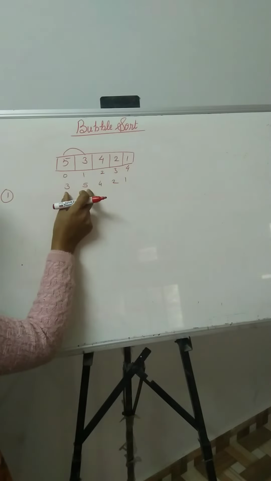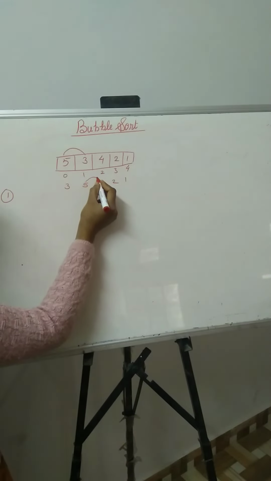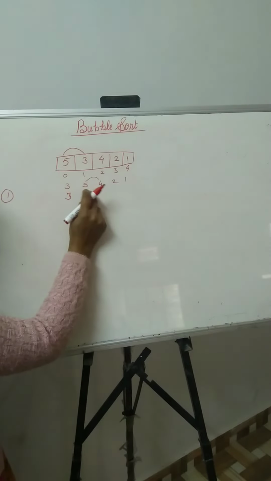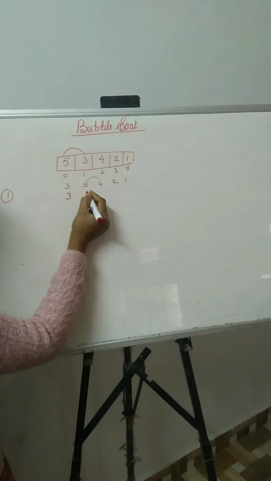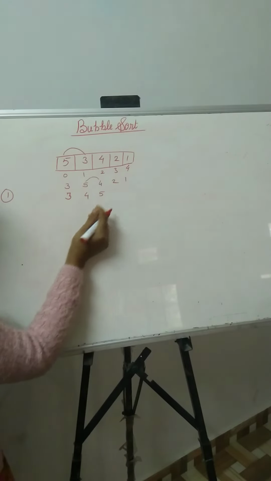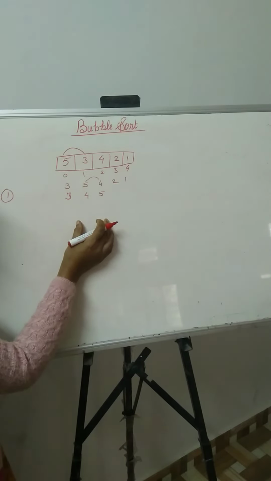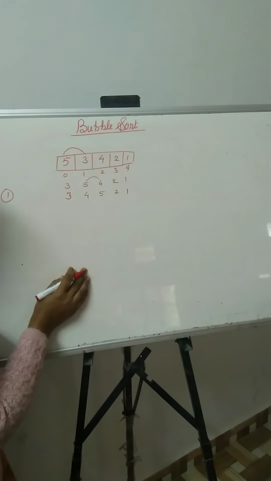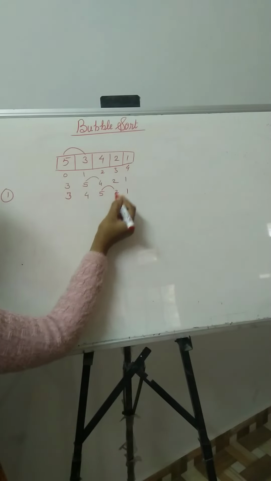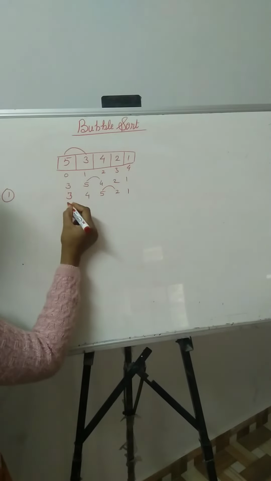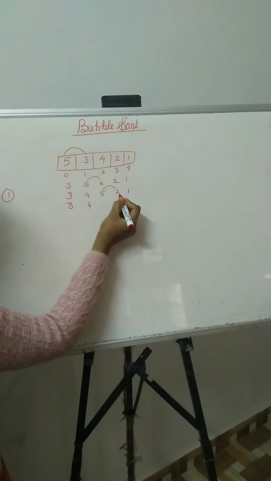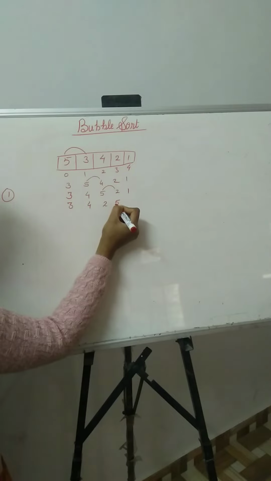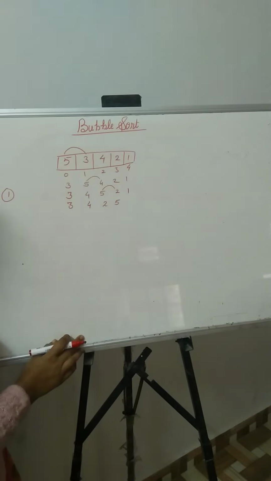Next two consecutive numbers, 5 and 4. When we compare 5 and 4, 4 is the smaller number, so 4 and 5 change their position, meaning they swap their values. Next element like that. After this, they compare 5 and 2. 2 is less than 5, so they change their values: 2 in place of 5 and 5 in place of 2.